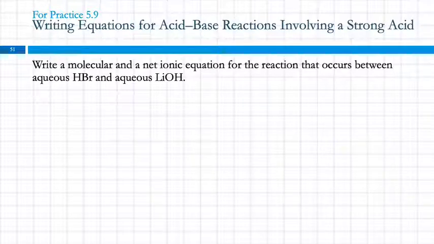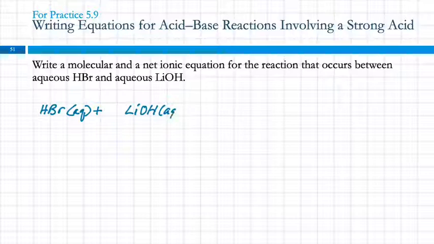Okay, so write a molecular and a net ionic equation for the reaction that occurs between aqueous HBr and aqueous LiOH. So they gave us the formulas for the reactants, and they told us what their states were. HBr, aqueous, LiOH, aqueous. And this is going to react.